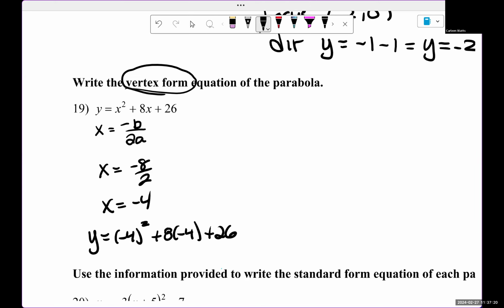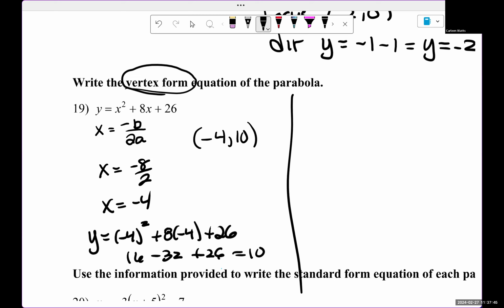Should have stapled this. Anyway, I guess I'll have to do it. Which is 16 minus 32 plus 26. Negative 16 plus 26, positive 10. So the vertex is negative 4, positive 10.